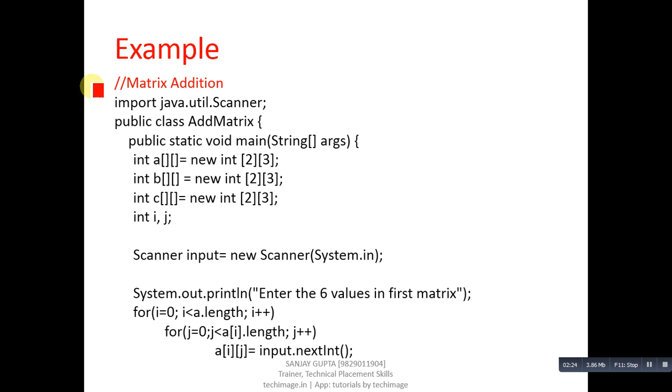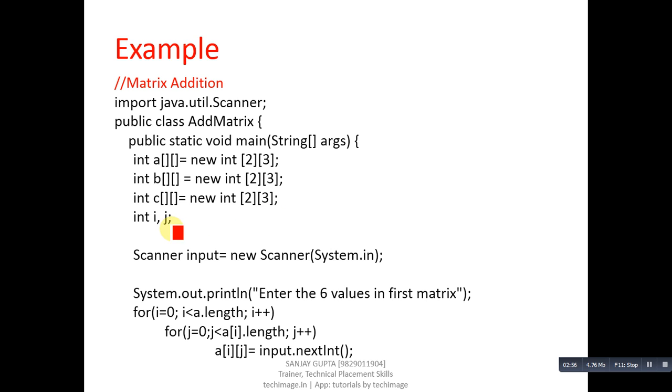So this is a programmatic example. In the first statement of this program, an import statement is written. Import is including the Scanner class, which is available in the util package. Then public class AddMatrix, the name of the class is AddMatrix. Then the public static void main function is available. Inside main, three 2D arrays are declared, A, B and C. The size of all three 2D arrays is 2 by 3, 2 rows and 3 columns.